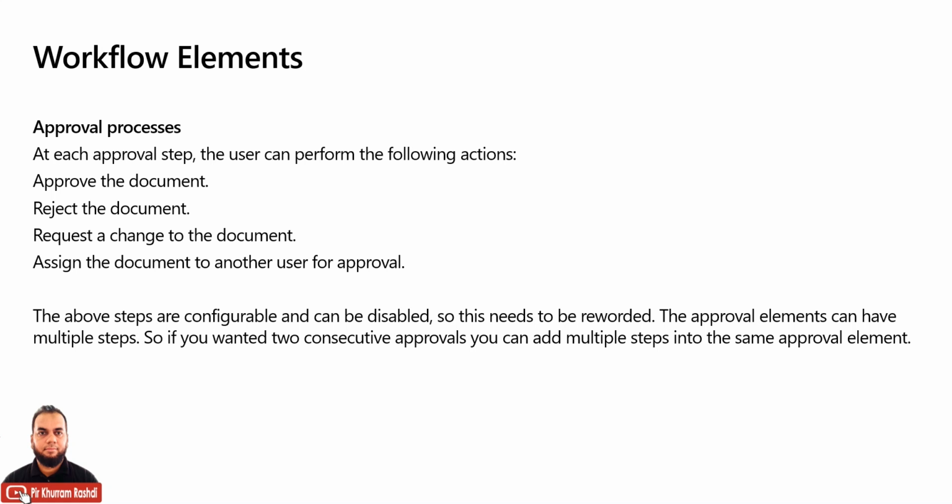So in that case, if the document is mistakenly assigned to person A, then he finds out that it is not under his or her domain, so it will be assigned back to person B, who is the more appropriate person for that document. So that is also possible, manual assignment. So all these steps are configurable and can also be disabled.